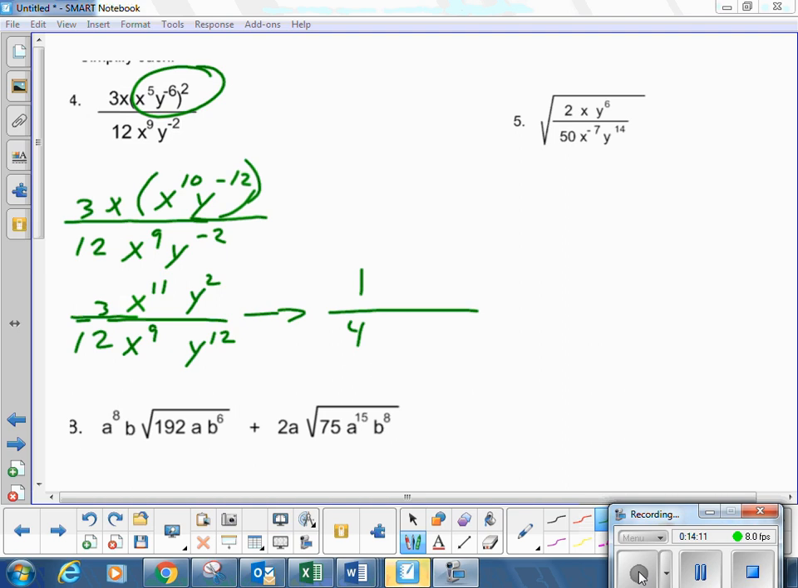Okay, so as far as x's, I am going to subtract those exponents. So 11 take away 9 gives me 2. Those 2 leftovers will be up top. As far as the y's, I will also subtract them. I'm going to get y to the 10th on the bottom, and that's the answer.